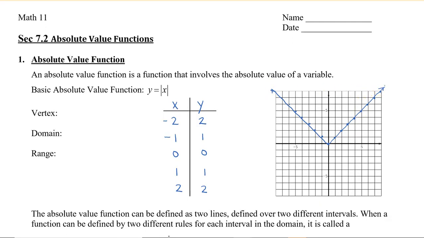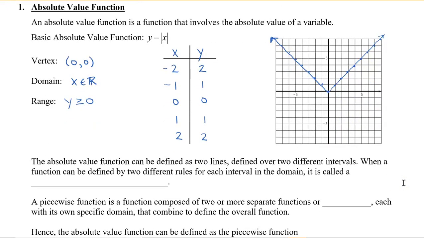Now this V shape, maybe it might remind you of the parabola. It does have a vertex, and in this case the basic absolute value function has a vertex of 0, 0. And notice the domain, we can keep going in the negative and the positive x direction. So x is all real numbers. And then the range, the smallest y value is 0, but it does keep pointing up. So we can say that the range is y is greater or equal to 0.